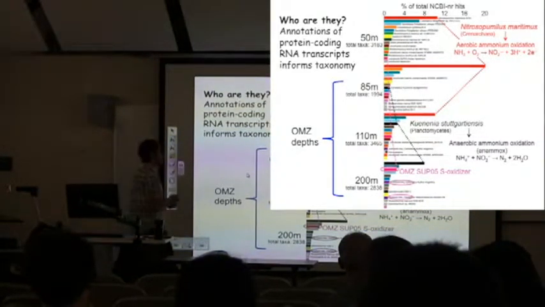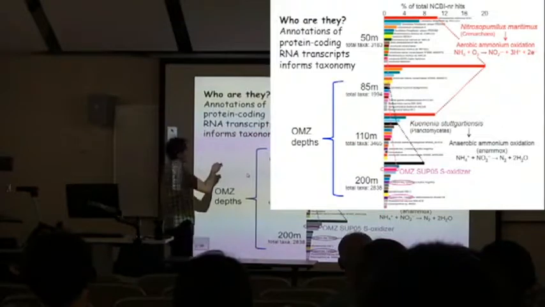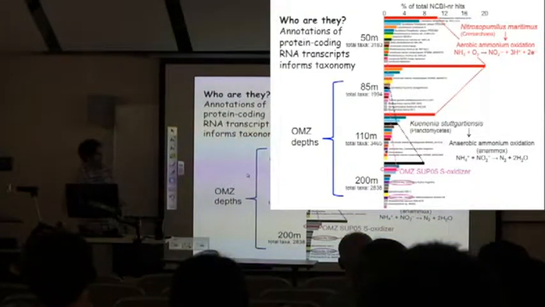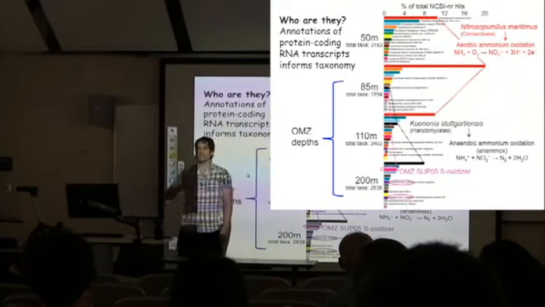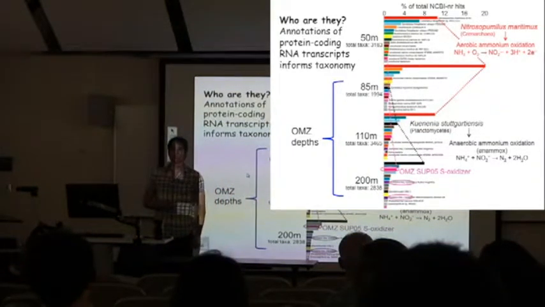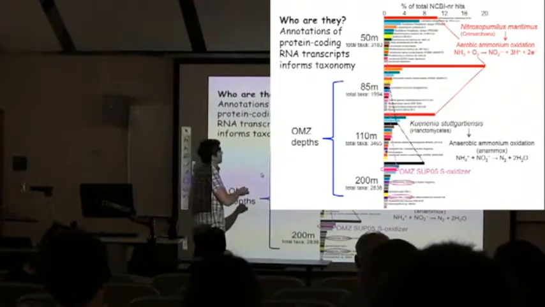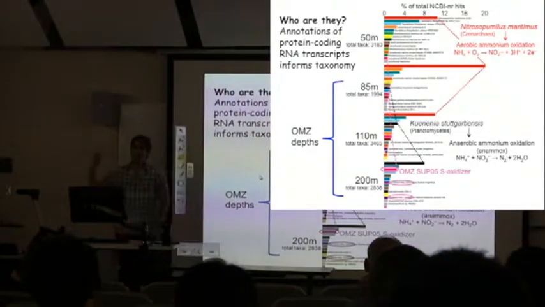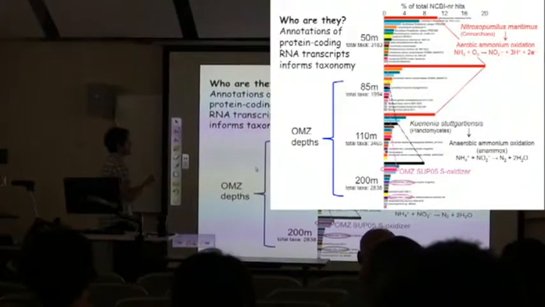You can also look more closely at individual taxa. This is data from the Eastern Tropical South Pacific again, 4 different depths: 50 meters, and then three depths within the OMZ itself. And this is just highlighting some of those taxa that are most transcriptionally active. So we've assigned taxonomic identities to the gene transcripts for our data sets and have looked to see which groups are actually out there at the community level, exerting the most effect, right?